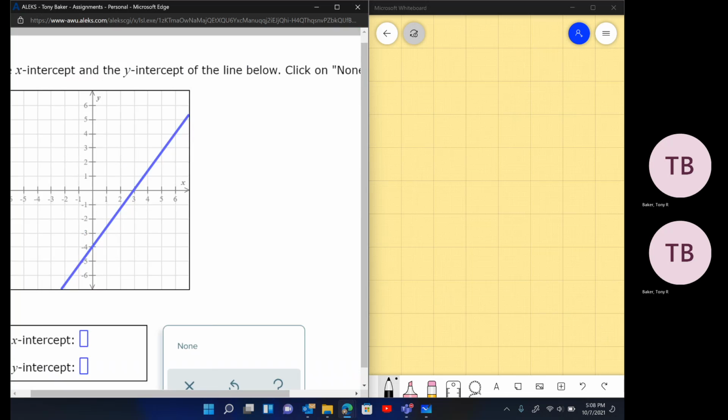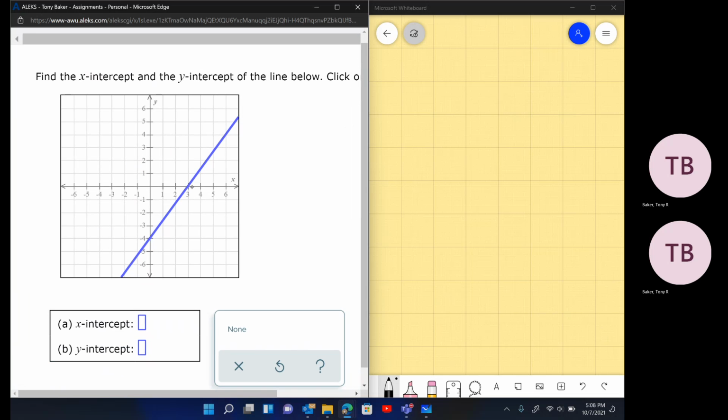So in this problem right here, if we look at it, my x-intercept is 3. On this topic, they just want you to write it as 3. The official term would be (3, 0) as a point for the x-intercept, but they just want you to write it as 3. And my y-intercept is -4. A linear equation will always have an x and a y-intercept. It will always cross the x-axis once, and it'll always cross the y-axis once. The reason that there's a button there that says none is because not all graphs actually have an x-intercept. All functions will have a y-intercept, but not all functions will have an x-intercept.